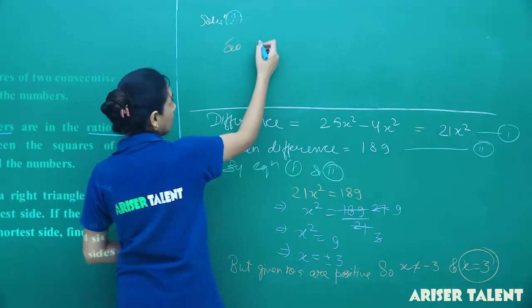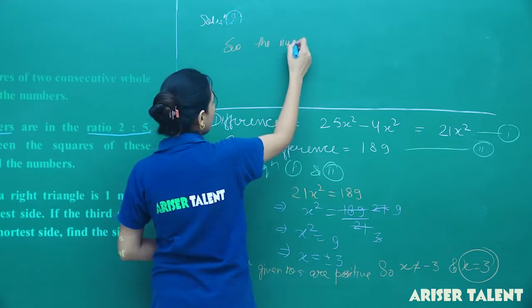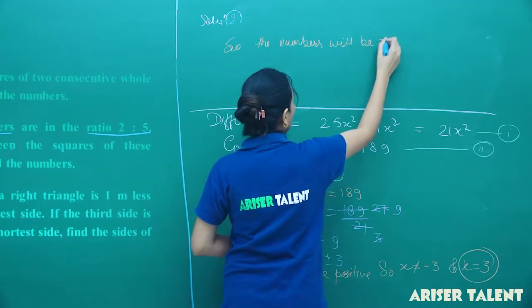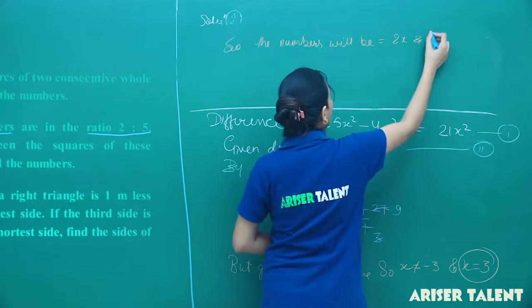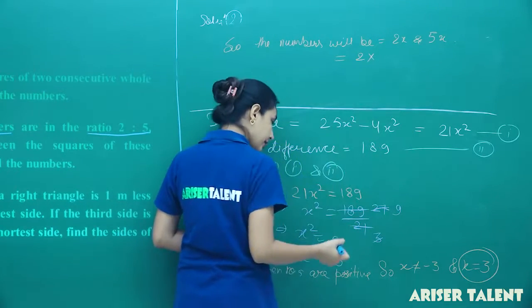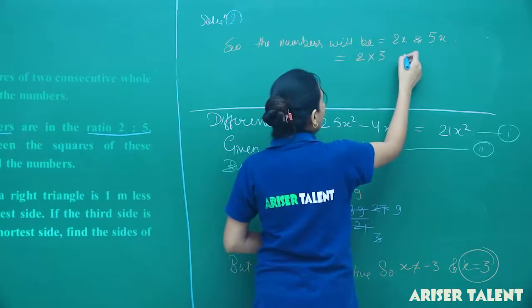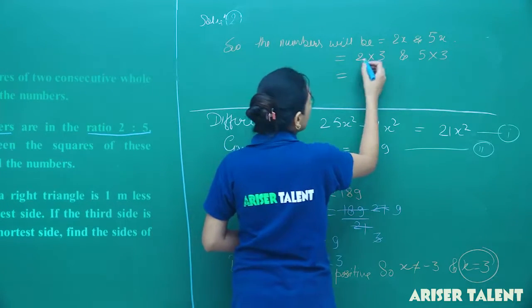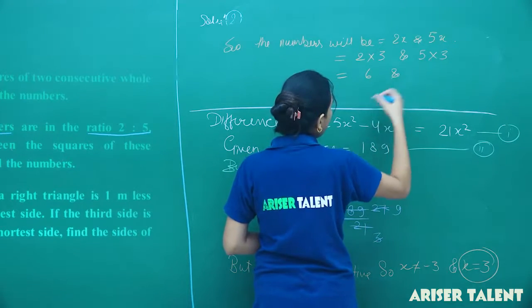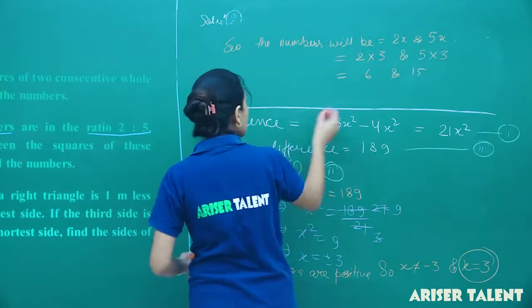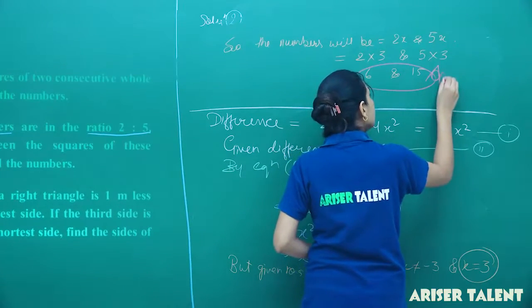So, the numbers will be 2x and 5x, equals 2 multiplied by 3 and 5 multiplied by 3, which will give you 6 and 15. Now, students, this is your answer.